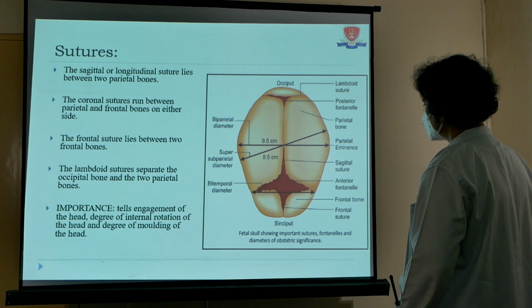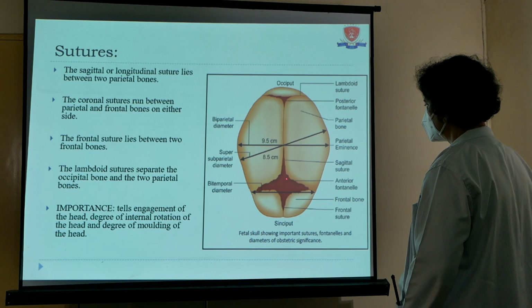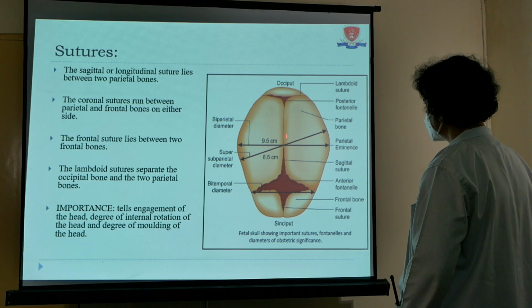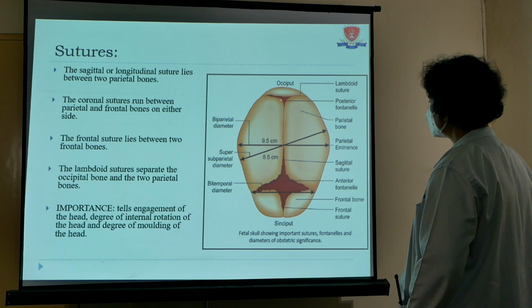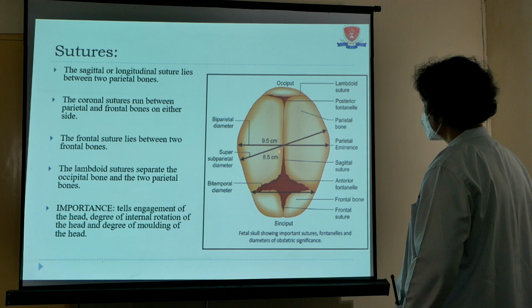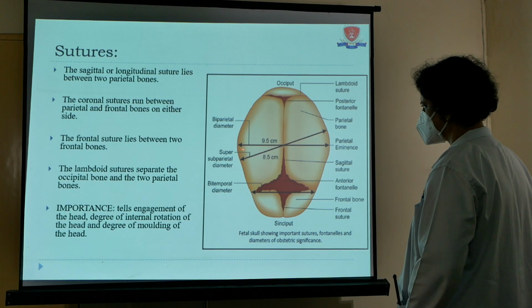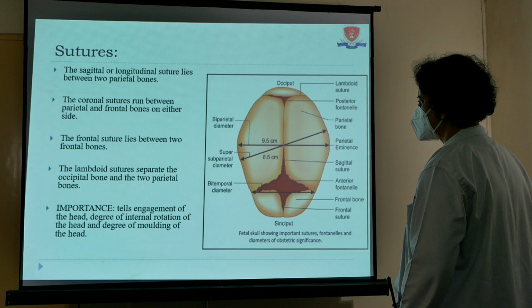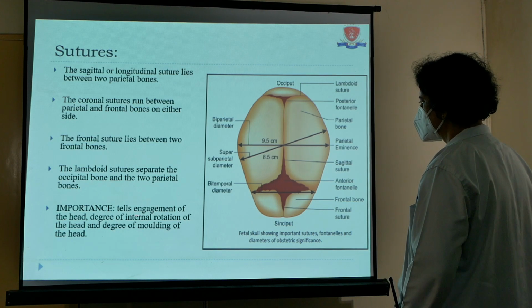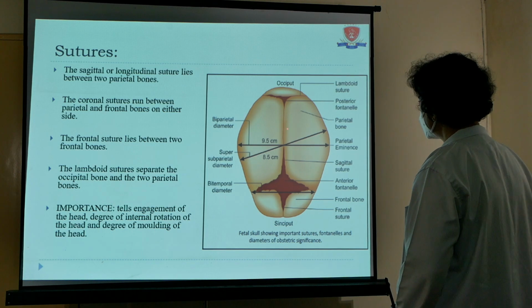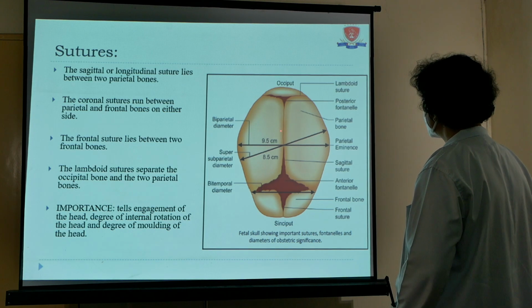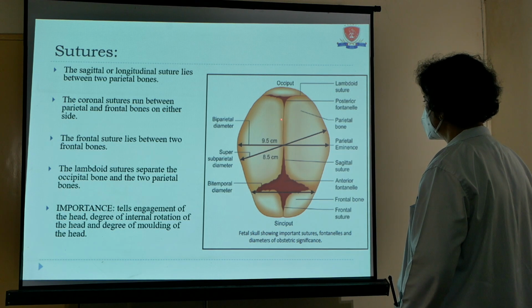This is the anterior fontanelle, which is diamond shaped and membranous, and remains membranous till 1.5 years. And this is the posterior fontanelle, a bony depression, and it consists of 3 sutures, while the anterior has 4 sutures. The importance is that it tells about the engagement of the head, the degree of internal rotation of the head, and the degree of molding of the head, because by the sutures we can see whether the head is flexed, in which direction, and whether it is rotated or not.